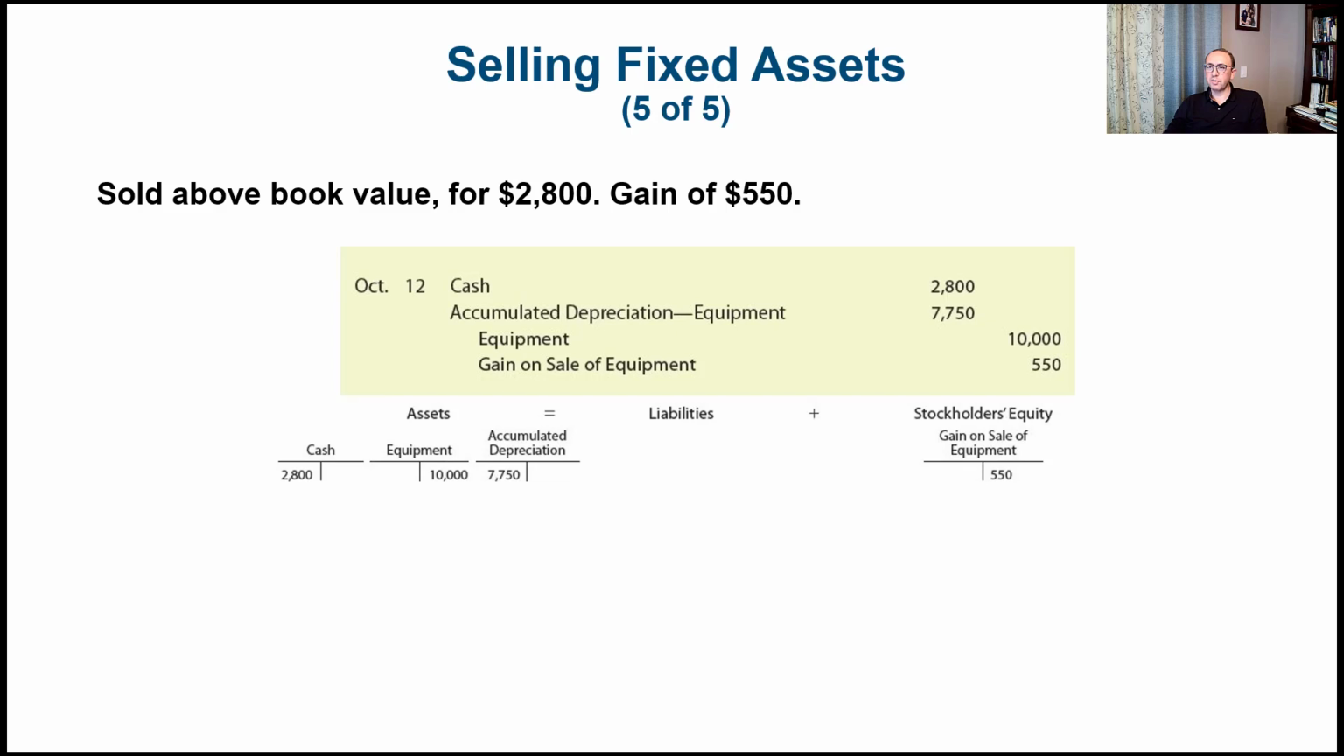What if we sold it for a value above the $2,250, which is $2,800? Then in this case we'll have a gain of $550. And again, the journal entry would be debiting the cash for the $2,800, crediting equipment for $10,000, debiting accumulated depreciation for $7,750. The debit side now is $10,550. The credit is $10,000. So we credit the difference by $550, and that's going to be called gain on sale of equipment. And now the debit and the credit match each other.